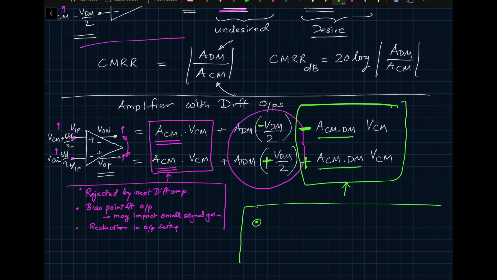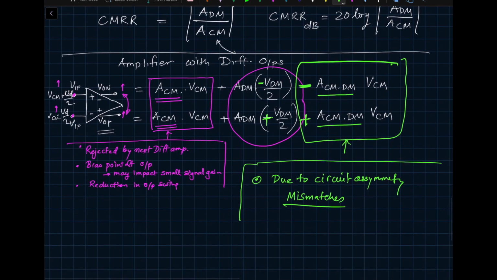The most important reason for this is when we do circuit design, we assume everything is identical. All devices are identical, all resistors are identical, everything is identical. Unfortunately, that's not the case when you actually implement it on a chip, or if you take different components from the market and put it together, right? Because each device will have some mismatch with the neighboring device. So mainly due to asymmetry, circuit asymmetry, or we call this mismatches, we get this common mode to differential mode gain.